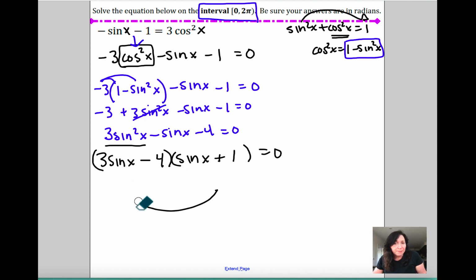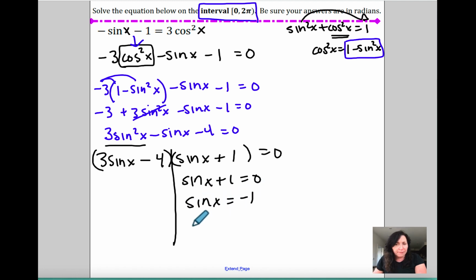We did that right. So the next thing we need to do, after you confirm you've factored this correctly, is you're going to split this up. And you're going to set both sides equal to 0. I'm going to get sine of x plus 1 equals 0. Sine of x is equal to negative 1. X equals arc sine of negative 1. That's asking me, where is sine negative 1? On the left, I have 3 sine of x minus 4 is equal to 0.